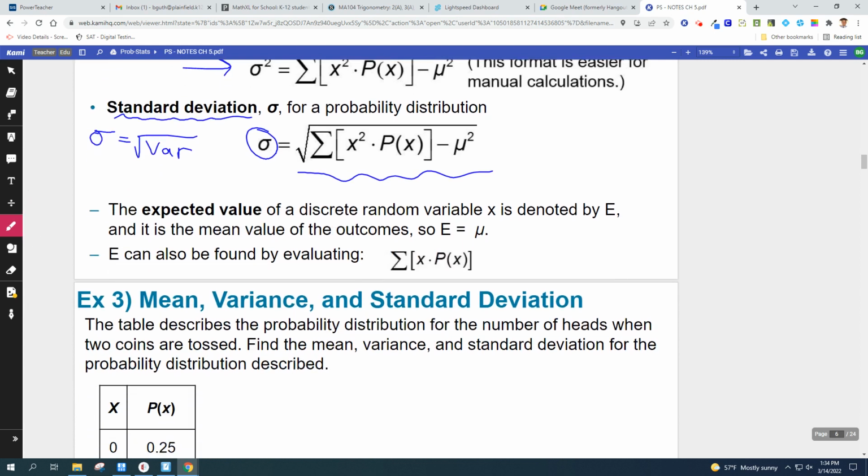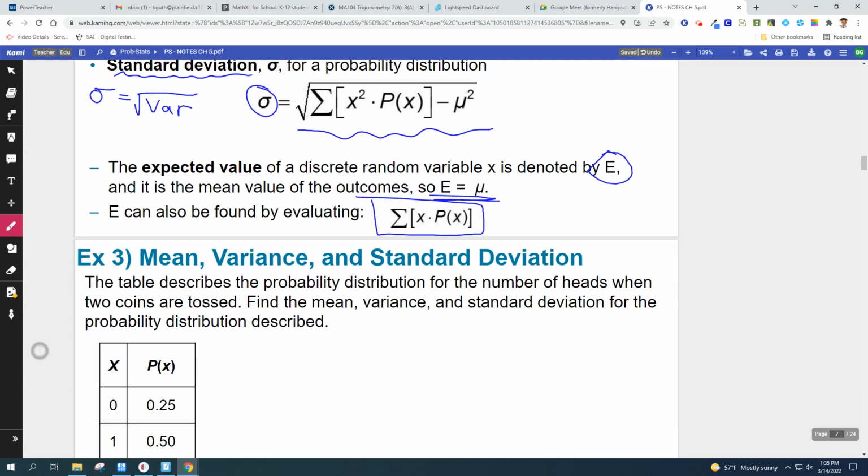The expected value of a discrete random variable x is denoted by E. And E is just the same thing as mu. It's the mean value of the outcomes. And so it would make sense that we have the same exact formula for E as for mu.